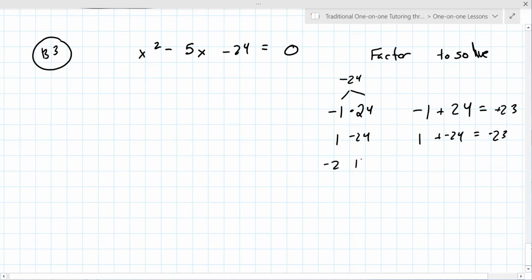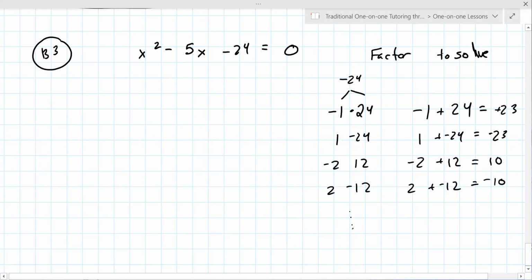So now it's -2 and 12. What is -2 plus 12? Wait, how come it's positive 23? Well, it's -1 plus 24. 24 is further away than -1. So the next one here is 2 and negative 12. 2 plus negative 12 is negative 10.